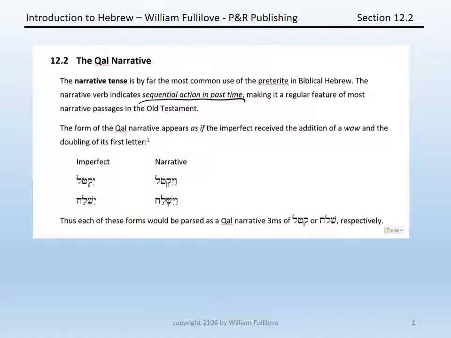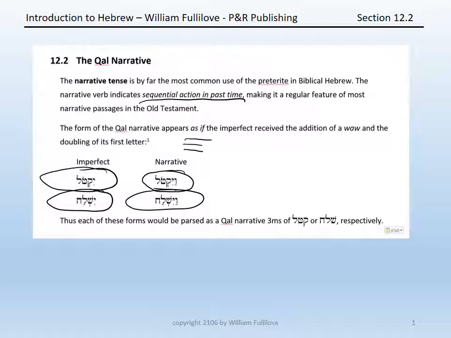The form of the Qal narrative appears as if, and it is very important to remember that this is only as if, the imperfect form has received the addition of a vav and then doubled its first letter. So for instance, the imperfect yiqtol in the narrative has va and the doubling of the yod, vayyiqtol. The imperfect yishlach, the narrative adds va and then again doubles the first letter of the imperfect, vayishlach.